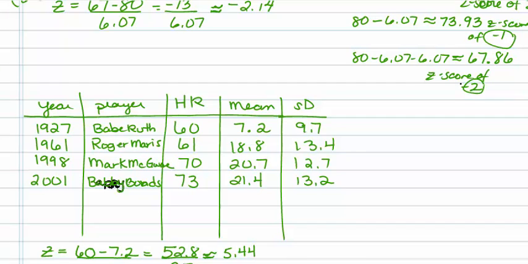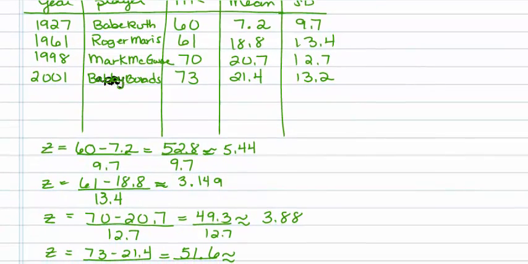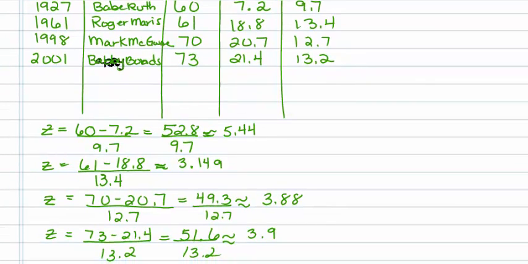And Barry Bonds. So he did the best out of everyone, it seems like. But people are doing better typically as well. 50. About 3.91.